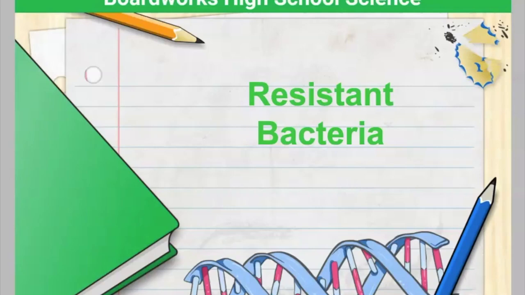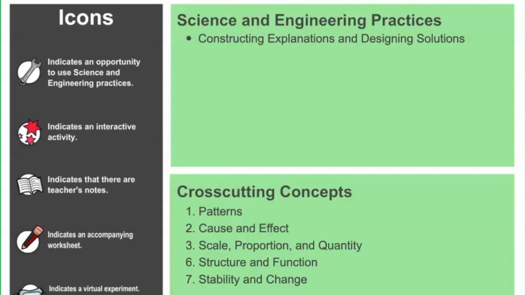Lesson 8, Resistant Bacteria. In this lesson, we'll explore the science and engineering practices of constructing explanations and designing solutions. We'll also look at the cross-cutting concepts of patterns, cause and effect, scale, proportion, and quantity, structure and function, and stability and change.